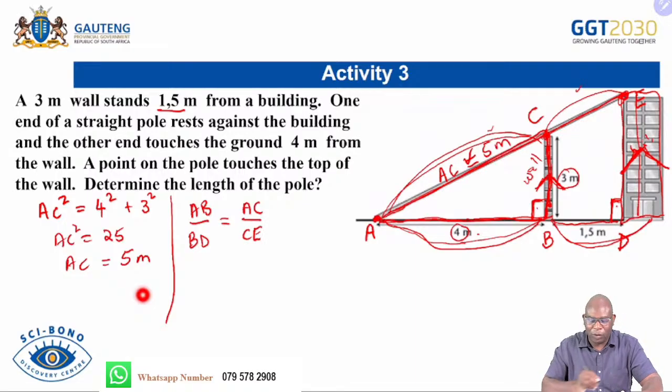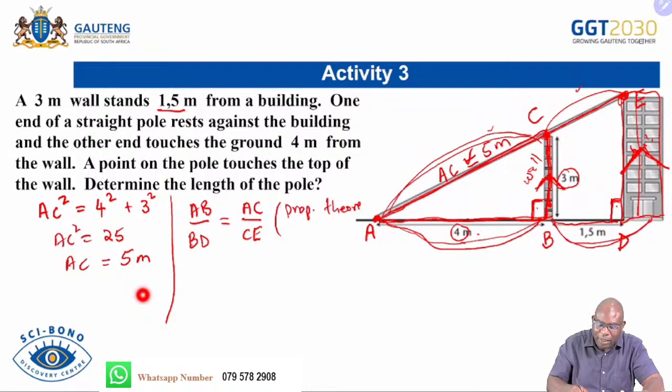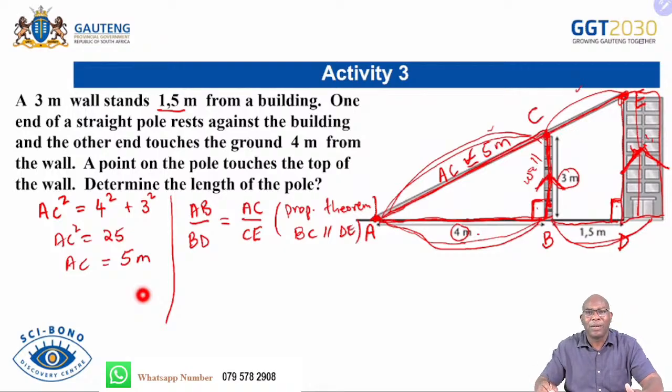Okay. So now the reason will be proportionality theorem. Then I can write down my sides that are parallel, which is going to be BC. In this case, BC is parallel to DE. Okay. So now I can substitute.